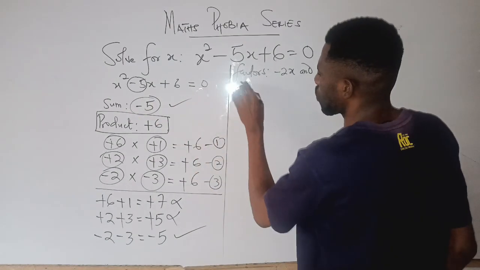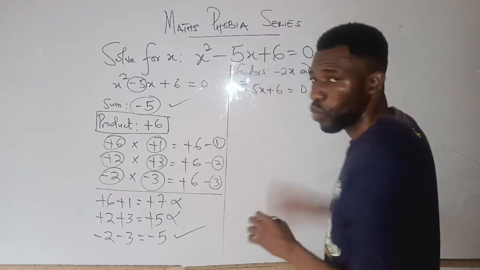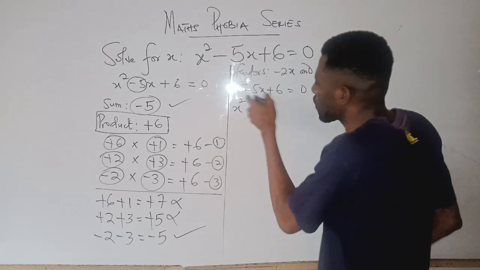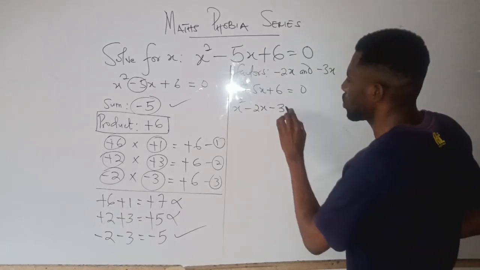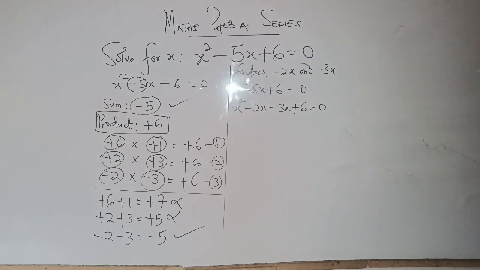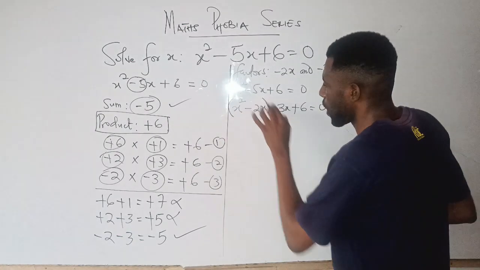Our question, x squared minus 5x plus 6 equals 0. I'm going to break it down. So I'm going to have x squared minus 5x, we're getting our factors, minus 2x minus 3x plus 6. That will give us equal to 0. Moving on, we have the next thing to do, two brackets.